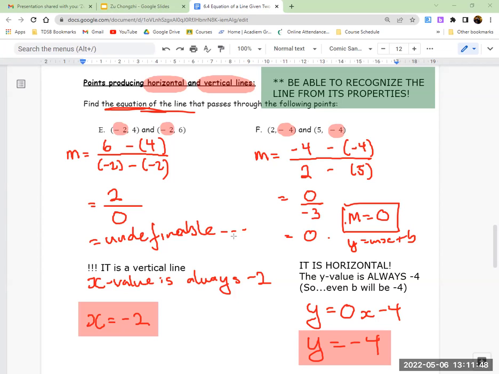But for everyone else, ask your own way and see if I could pick your brain and how you're thinking about it. I think generally speaking, see if you can identify that it's a horizontal or vertical just from what the slope tells you. Okay? Any other questions?